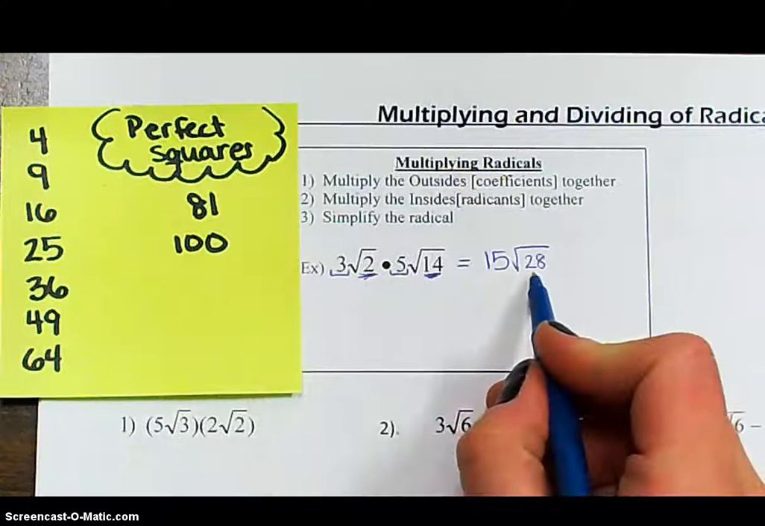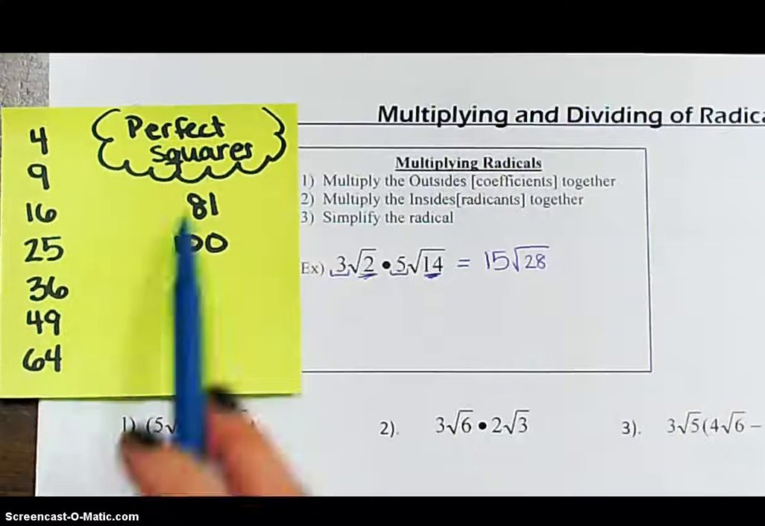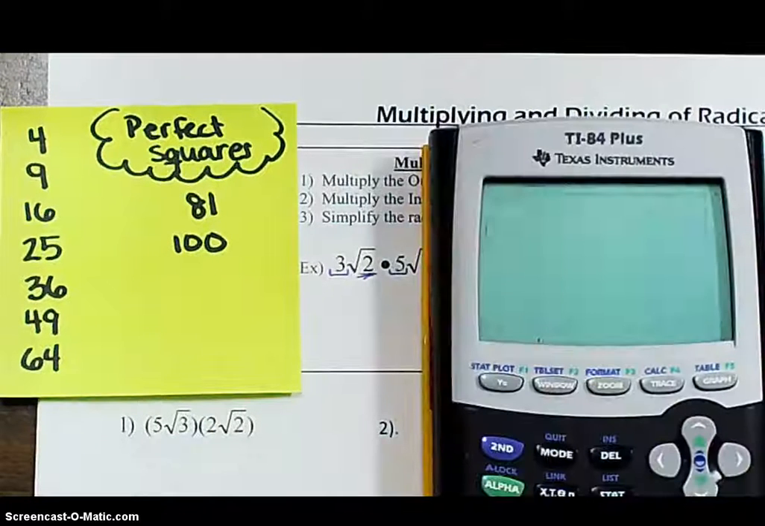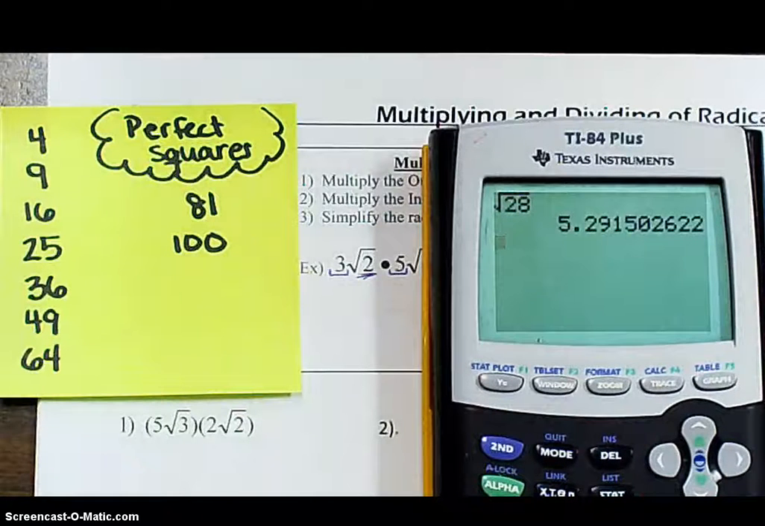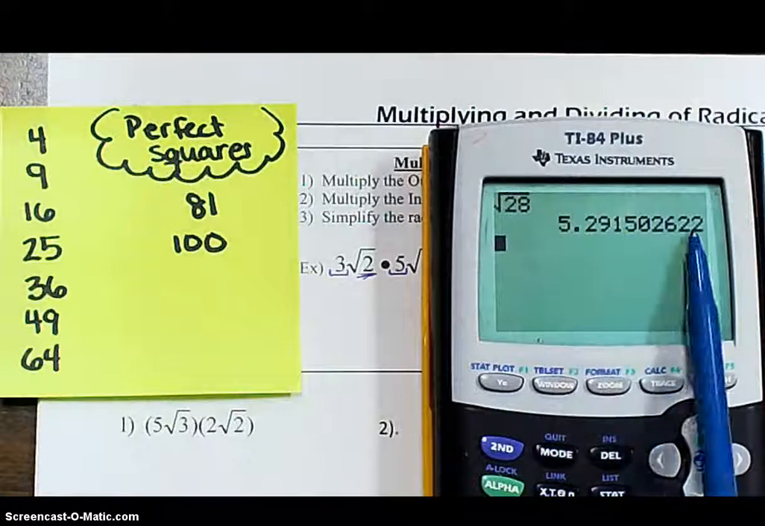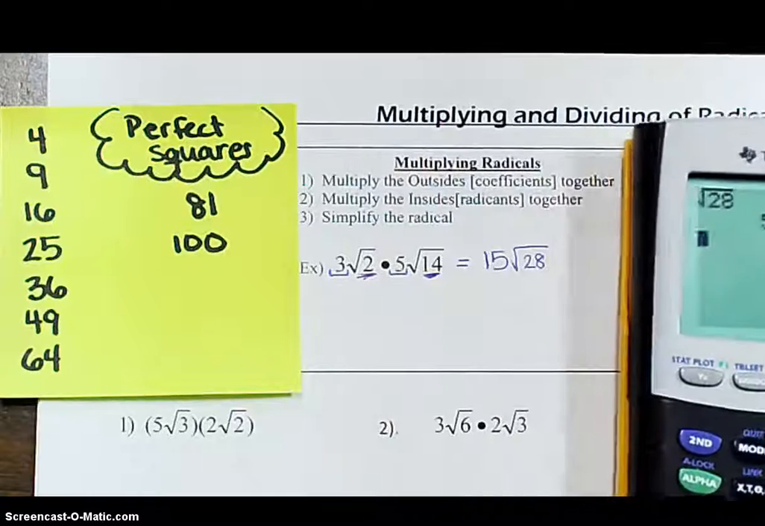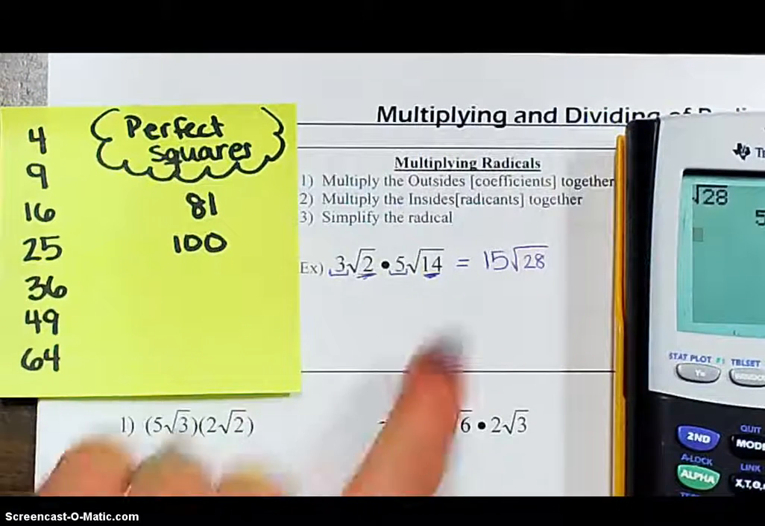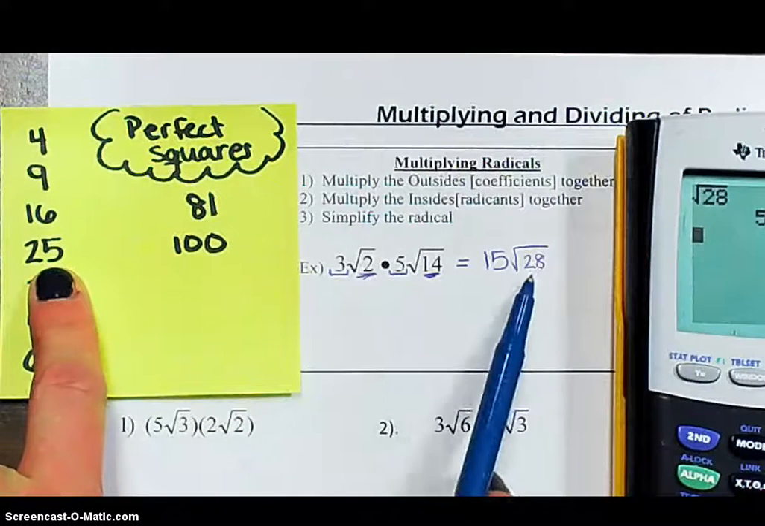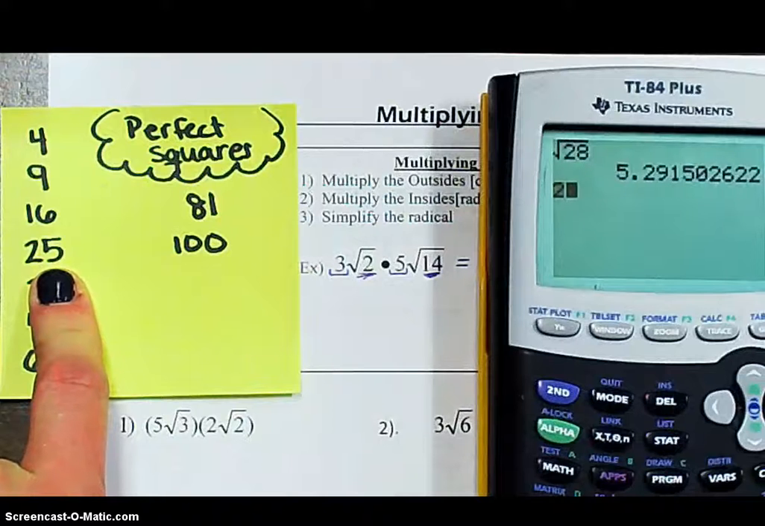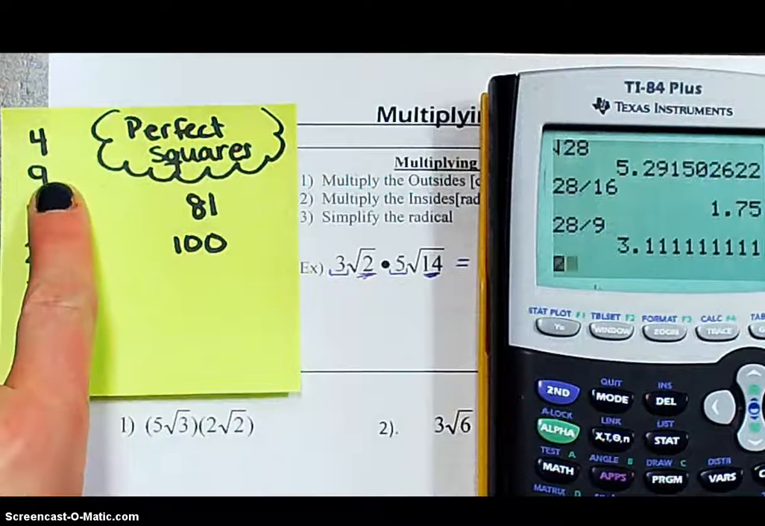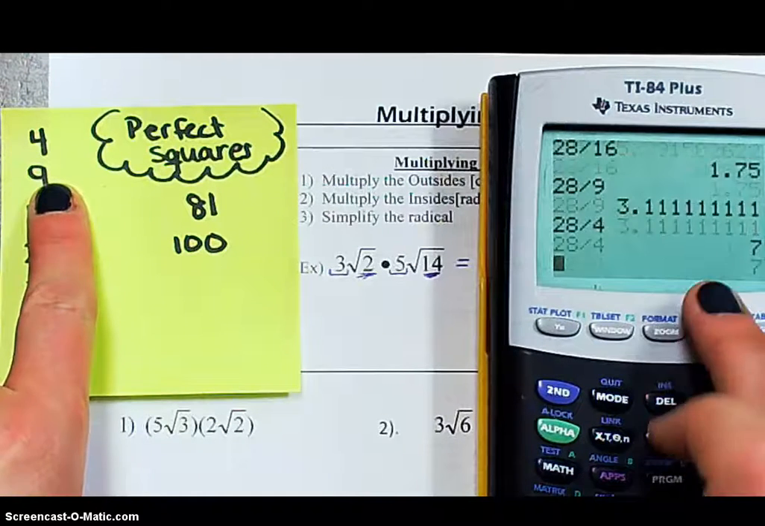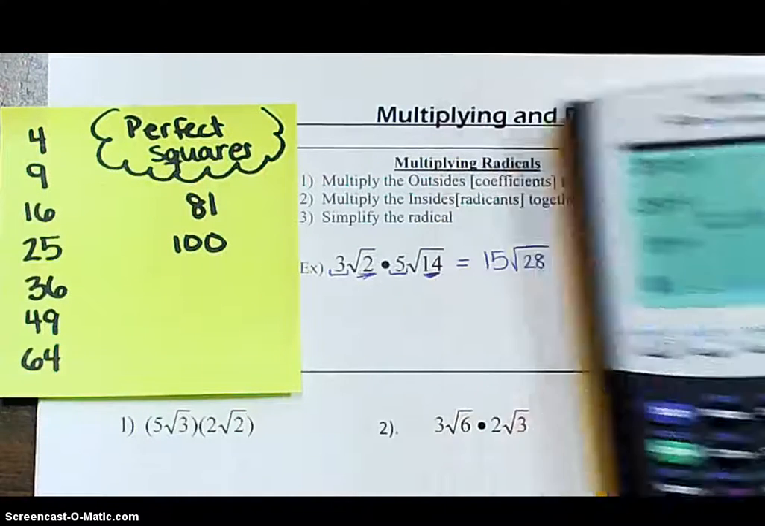So let's take a look. 28. We need to find a perfect square that divides into 28. Well, first, if we want to check, is radical 28 a perfect square? Nope, it's an irrational. It goes on forever and never repeats. So let's take a look here. What's a perfect square that goes into 28? Well, 25 does not go into 28. Let's take a look. 28 divided by 16? Nope. 28 divided by 9? Nope. How about 28 divided by 4? There we go. We've got it. It is 7.